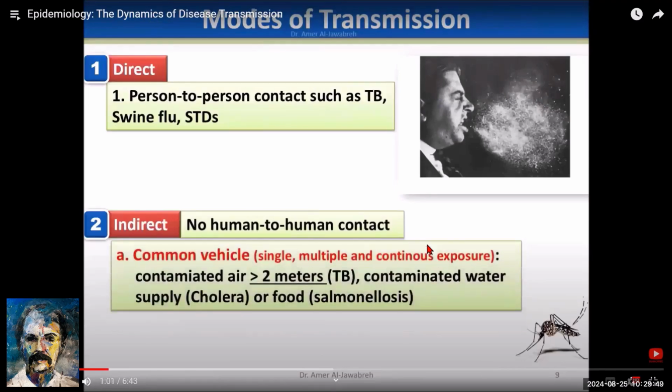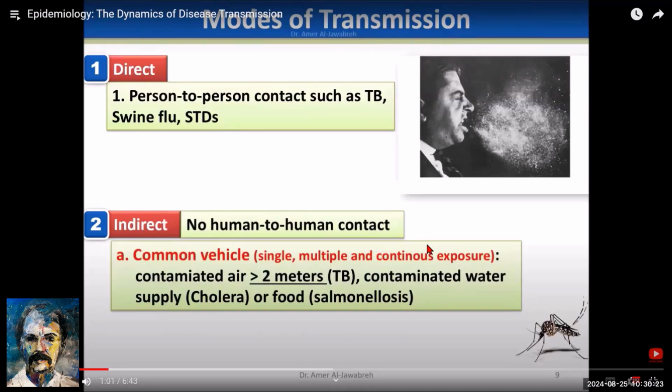Mode of transmission, the transmission of disease, it can be direct and it can be indirect. Direct is from person to person, and you have to be close, less than 2 meters, because some people say airborne is indirect. Some people say it's direct. Some people say in between as a compromise. If you are less than 2 meters, then it's direct. If you are more than 2 meters, it's indirect. So person to person, it's direct, like TB, tuberculosis, STD, sexually transmitted disease.